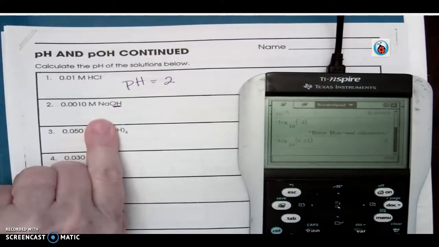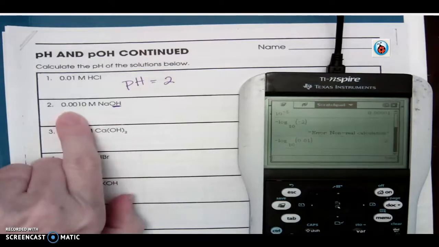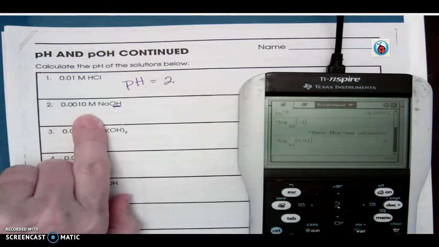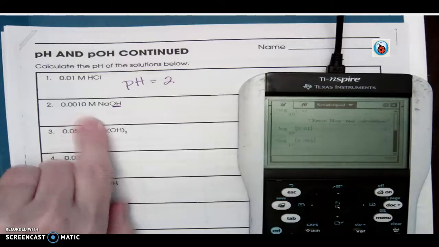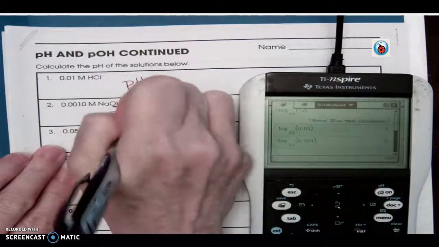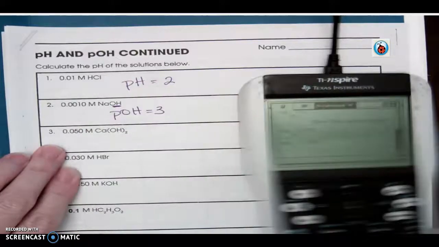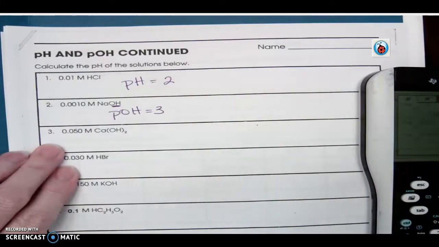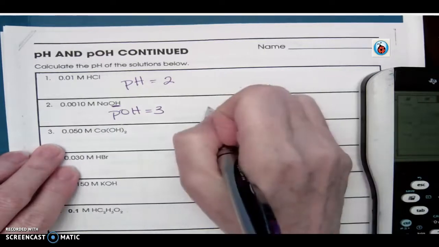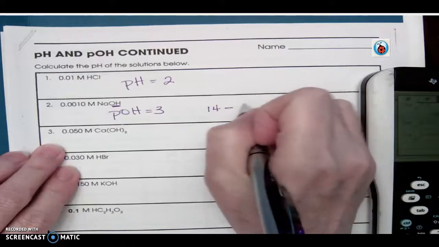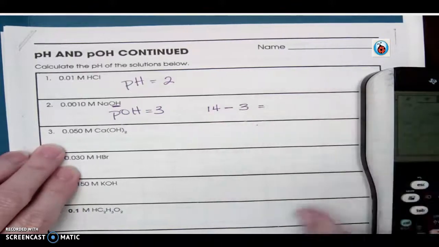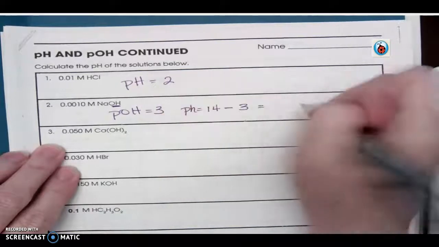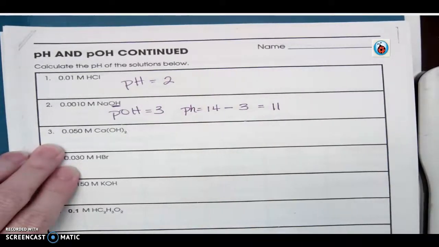All right, so first step is we're going to take the negative log of our concentration. So again, negative, control, log, arrow over, what's the concentration? 0.001, and I hit enter. Okay, what do I get? I get a pOH of 3. But I still want to know the pH. So if I'm going from pOH to pH, it says you take 14 and subtract the pOH, which we said is 3. So now I have a pH of 11.